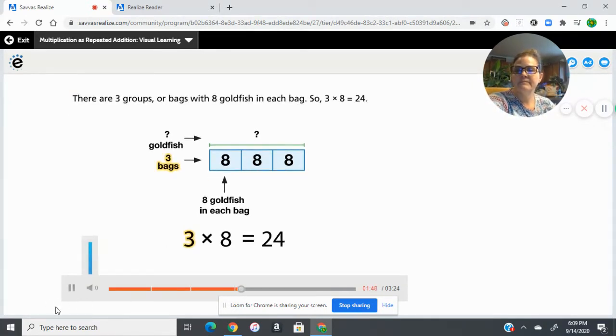There are 3 groups or bags with 8 goldfish in each bag. So 3 times 8 equals 24. Okay, so looking at that problem, 3 times 8 equals 24. Let's take out that x, which we use as our multiplication symbol, and put the word groups of. 3 groups of 8 equal 24. So whenever you see that multiplication sign, you can think groups of.